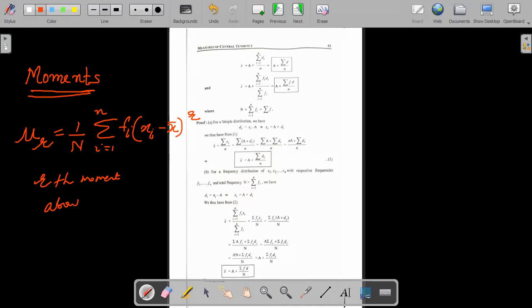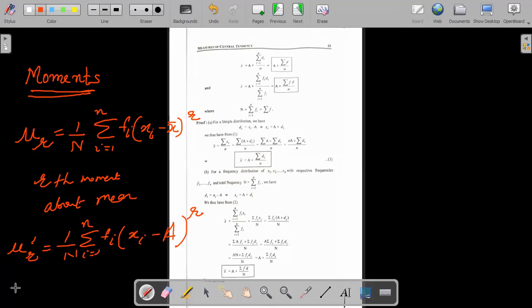about mean. तो कल आपको मैंने बताया था एक और mu r dash. So mu r dash is what? This is 1 by n summation i is from 1 to n fi xi minus a to the power r. What is this? Rth moment about A, about any point. Any point x is equal to a. So वहां पे it's mean.